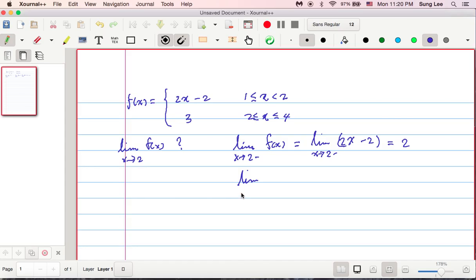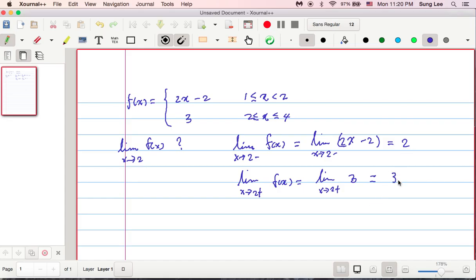And the limit as x approaches 2 from the right, okay? So the right hand limit. So those x values are greater than 2, while getting close to 2. So when x is greater than 2, from this definition, it's got to be 3. So we replace f of x by 3. 3 is a constant function. So no matter how x is approaching, nothing changes. It's still 3.